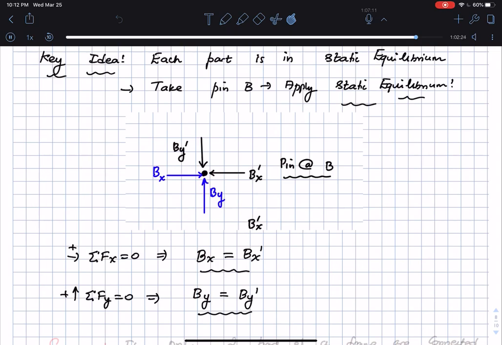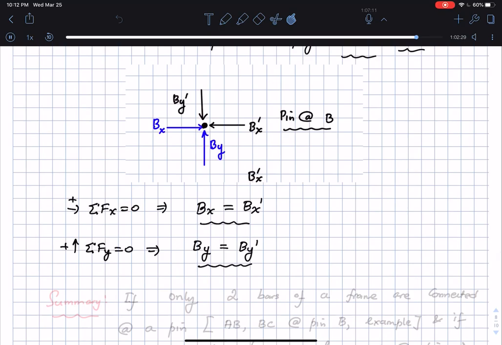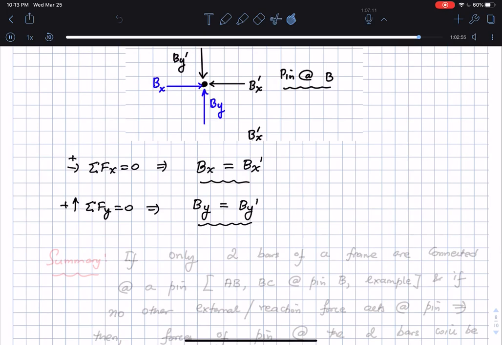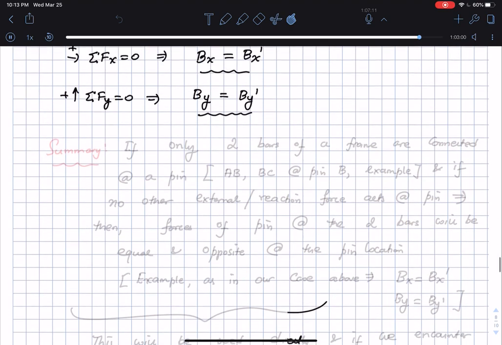This is an important thing that we have obtained here, and the moral of the story is the following. If there are only two bars connected at a pin, so for example, in this case I have the bar AB and the bar BC connected together at a single pin, then the forces on these two bars due to that pin are equal and opposite. You see, Bx is opposite to Bx prime, By is opposite to By prime. So I want to make that note before we conclude today's lecture, and I'm sorry I went a little over time. We will be coming back to this problem, and we will be starting off with this problem in the next lecture and then solving it.